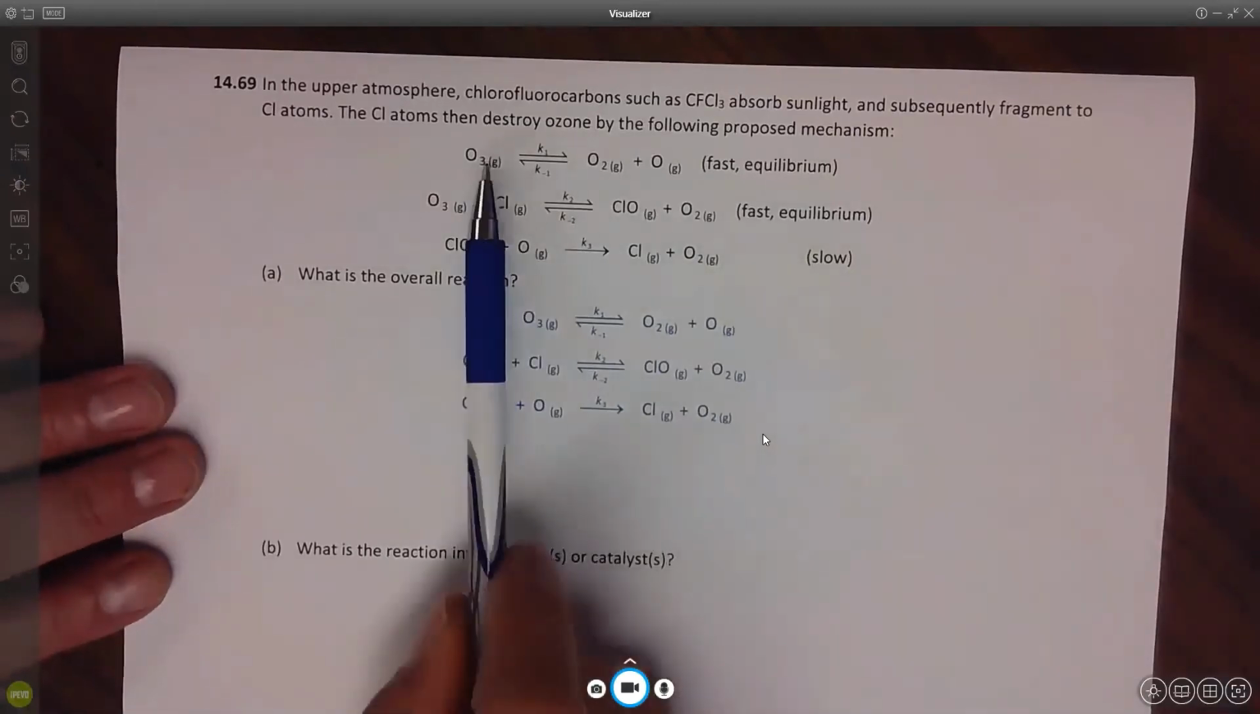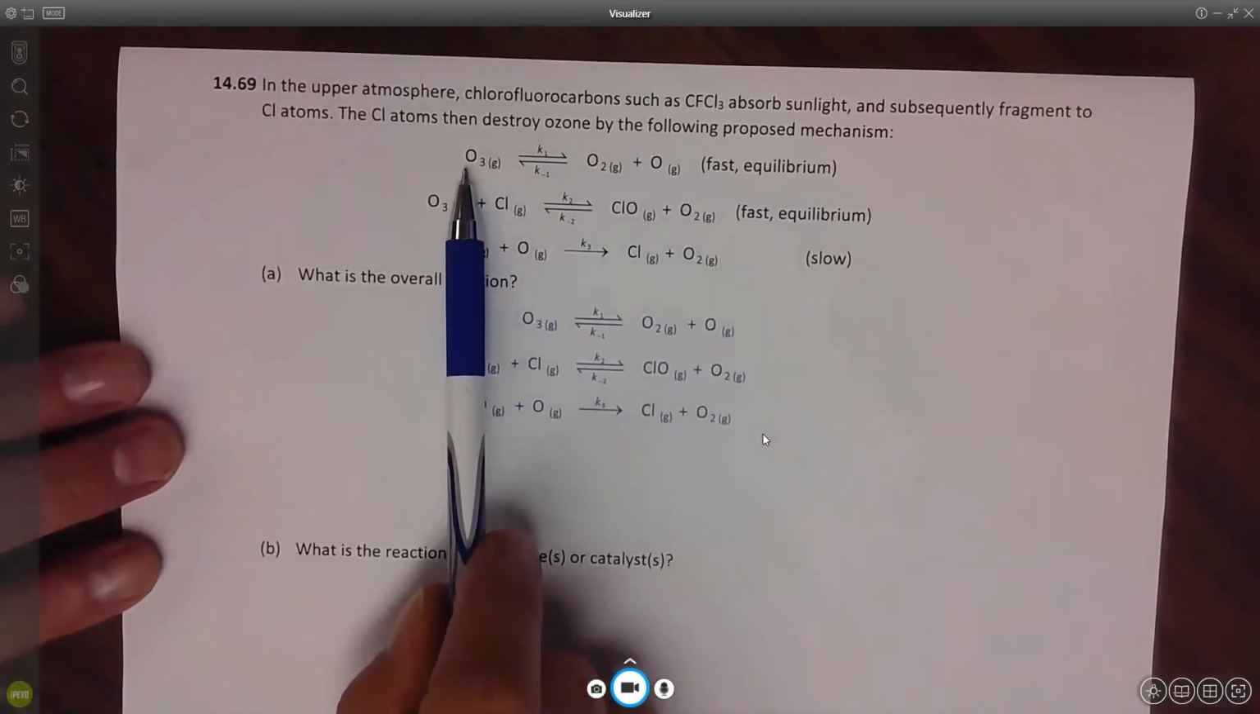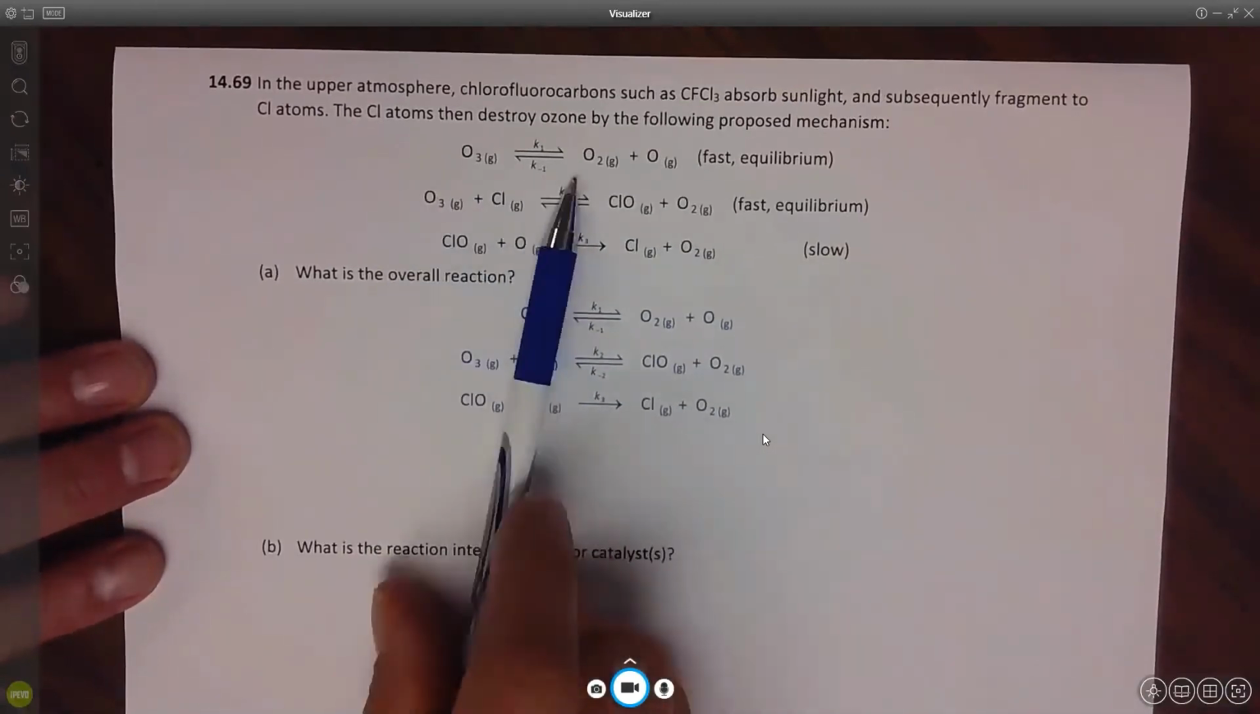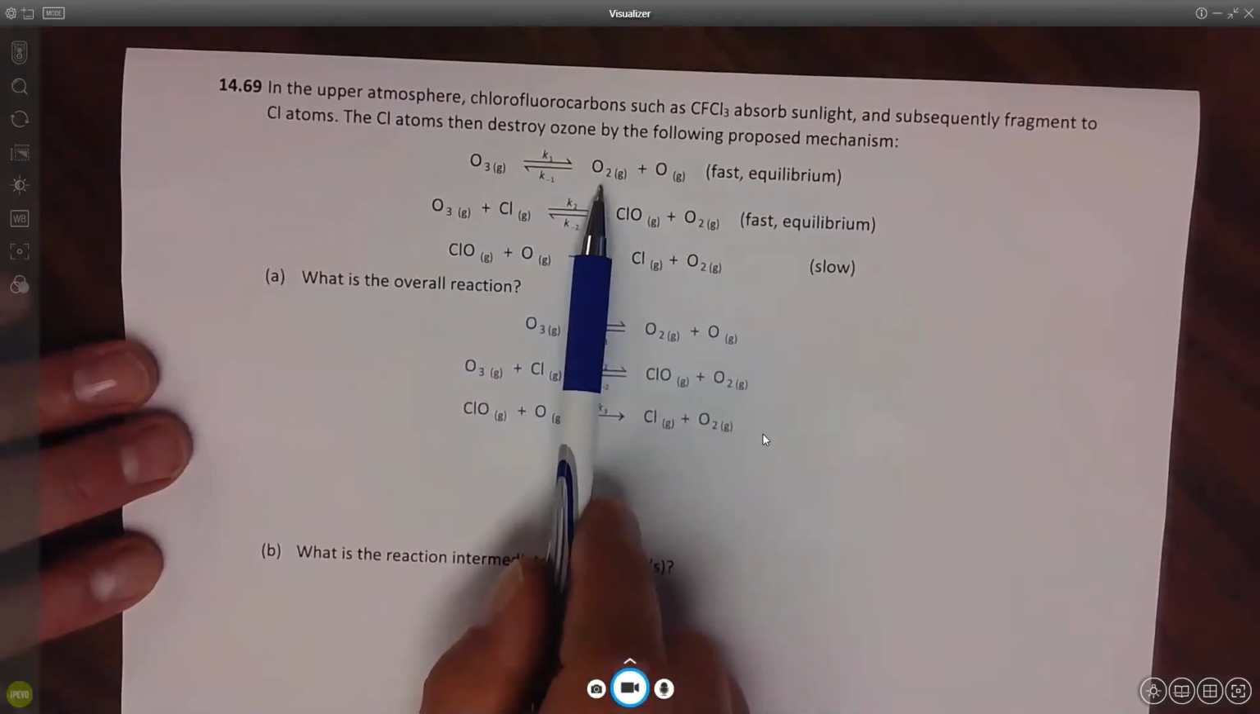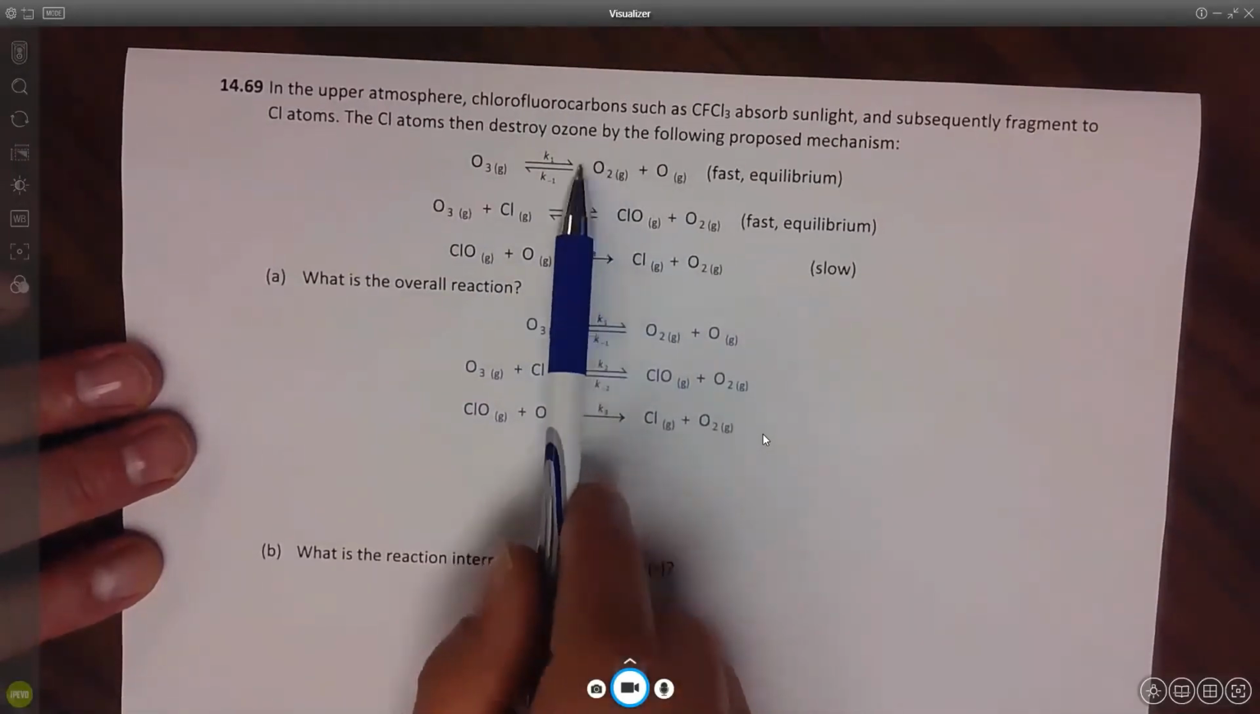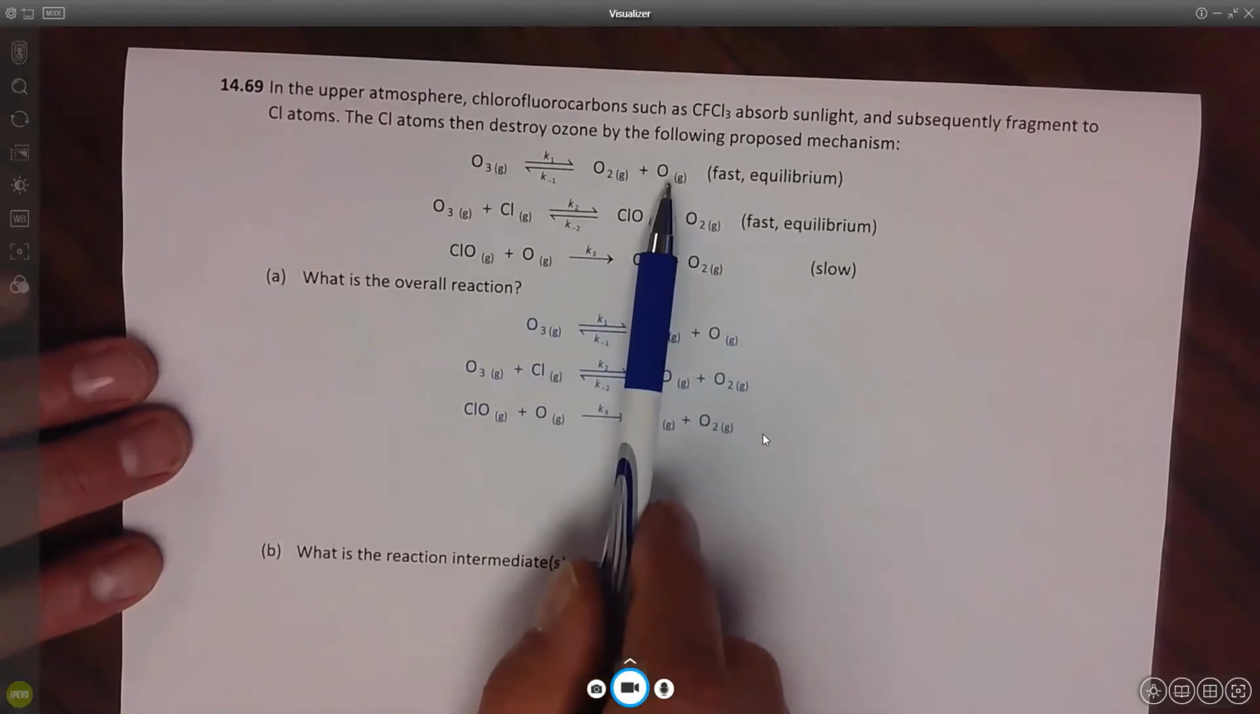And so what happened? Well, in the upper atmosphere, we have ozone. Now, ozone freely dissociates into molecular oxygen and atomic oxygen.